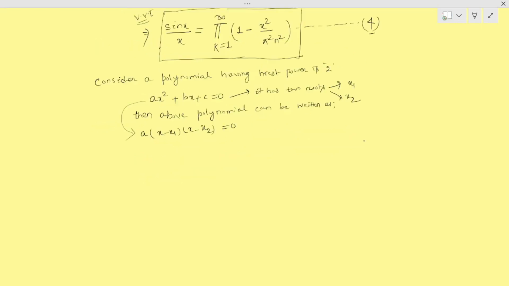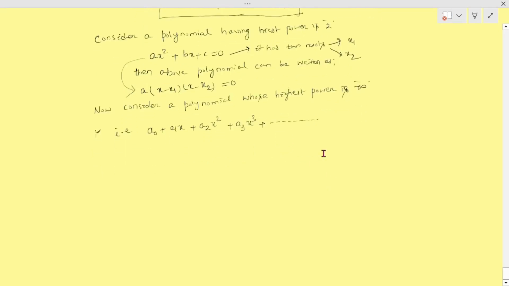Now consider another polynomial. Consider a polynomial whose highest power is infinite. That is, here I consider a polynomial like this: a naught plus a1 x plus a2 x square plus a3 x to the power 3 and so on. So this is a polynomial whose highest power is infinite, right?